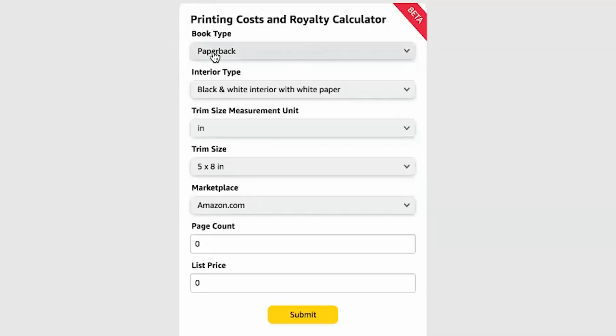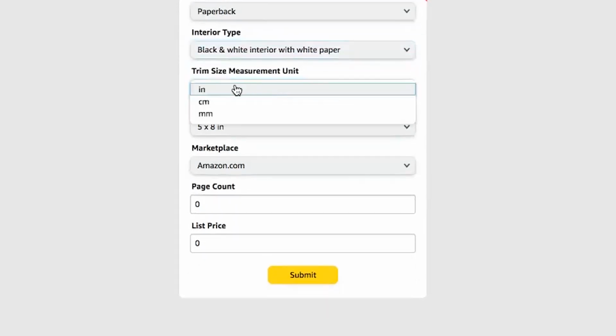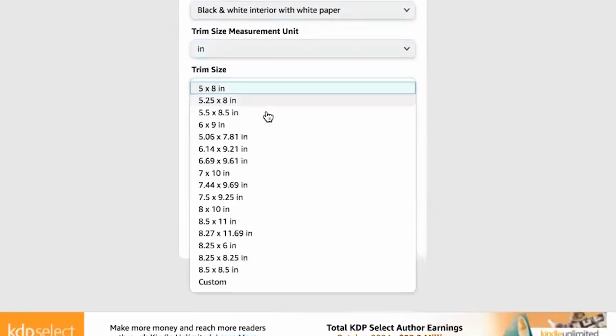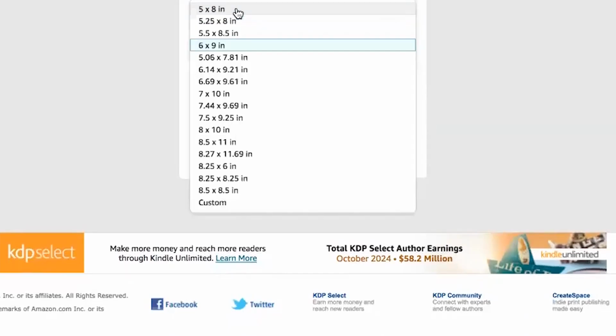All right, so let's apply this to an actual example. Let's say I am selling my $37 Legendary Purpose Planner and I want to sell it through Amazon KDP. Let's calculate what I would actually get paid per sale when I sell straight through KDP. So using the royalty calculator, my book is a paperback. The interior is black and white with white paper. And then my trim size is inches. My actual book size is 6 by 9. Actually, it's 5.5 by 8.5.